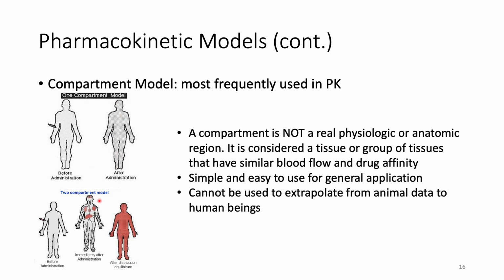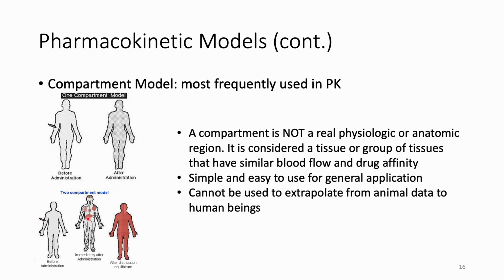For the two compartment model, it's a little bit more complicated. When certain drugs are injected or administered to the body, what happens? They distribute to certain organs first, because of the properties of the drug. Maybe it has high affinity to the tissue, or high distribution to the tissue. For example, the drug is highly distributed to the brain, liver, or lung.